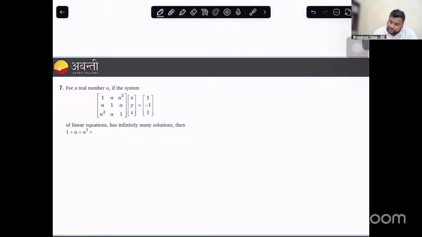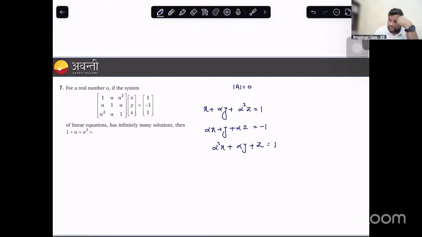First of all, for infinite solution, this determinant of A should be 0. The equations are: x plus alpha y plus alpha square z equals 1; alpha x plus y plus alpha z equals minus 1; then alpha square x plus alpha y plus z equals 1. This is the question.